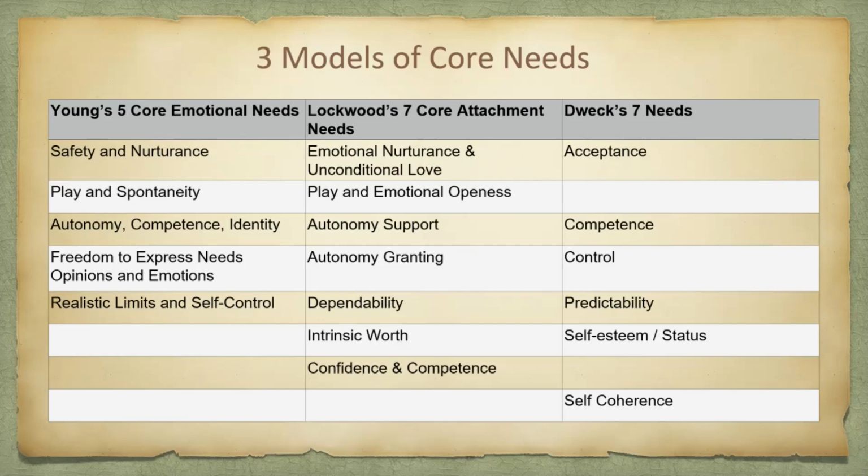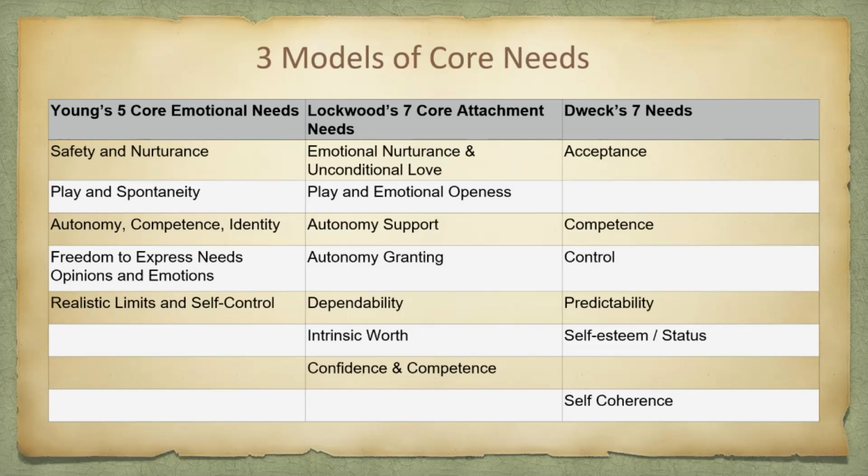Freedom to express needs, opinions, and emotions, and control in Dweck's model, in terms of having a sense of agency. And this is clearly with autonomy granting, being the author of one's own life and being able to make your fundamental decisions and pursue your path. So all those things match up closely in my mind. Realistic limits and self-control and predictability would go with Dweck's model.